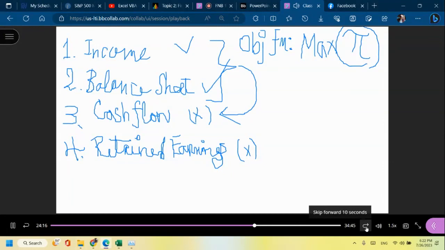So the goal of any business is to maximize profit. But there's another phrase, right? You can paraphrase it as maximize shareholder value or maximize shareholder wealth. Why? Because profit is the shareholder's wealth and shareholder's value, and the company is a vessel to maximize the shareholder's wealth.